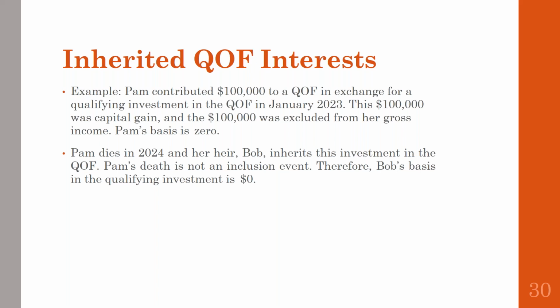The most important thing is that Bob's basis is never $100,000. There's no adjustment to the fair market value on Pam's death.